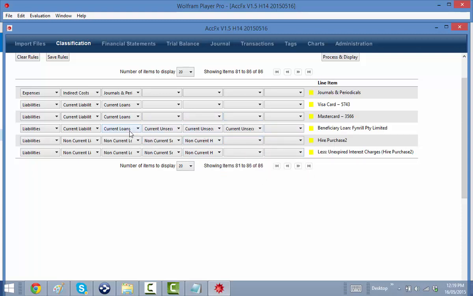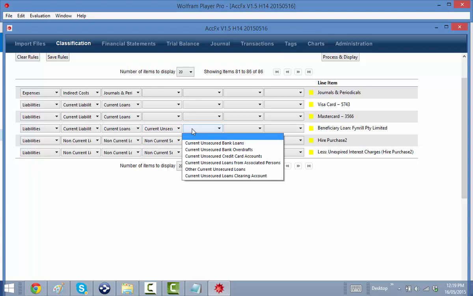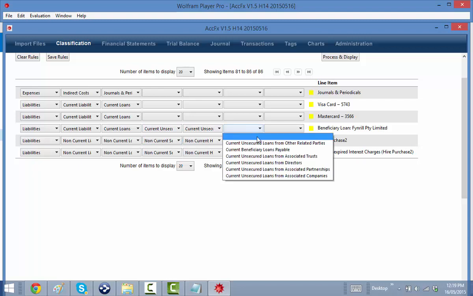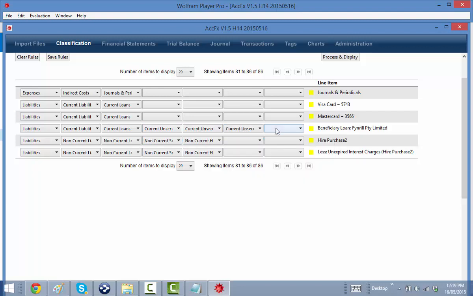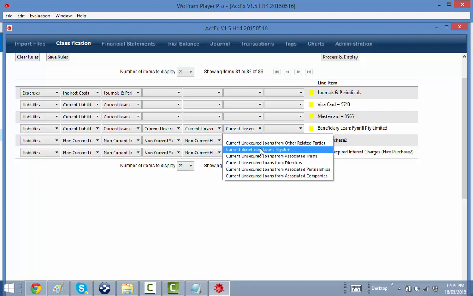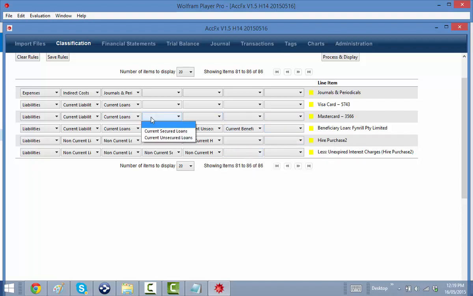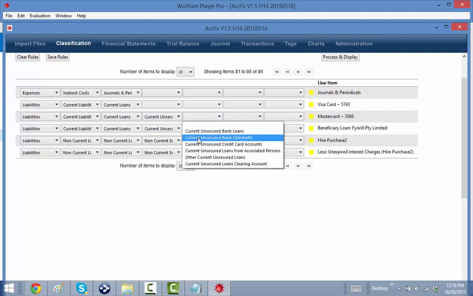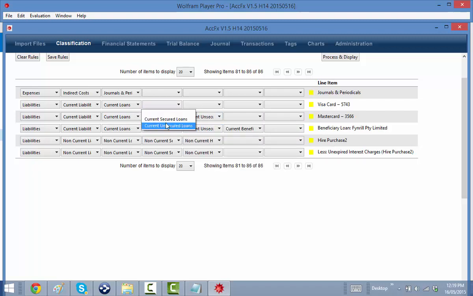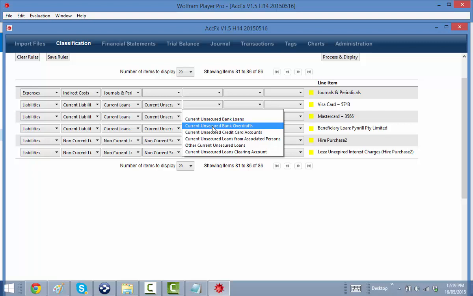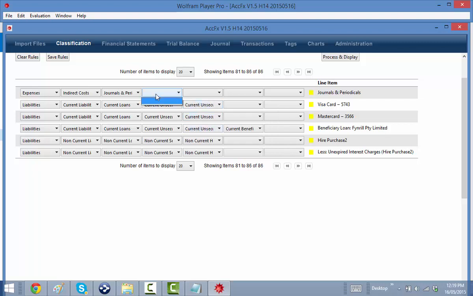Oh, sorry, that's a current loans beneficiary. So be careful with that. Current unsecured loans from associates, associated trusts, beneficiary. So make sure you get that right. And we mentioned that's generally unsecured credit card accounts, secured credit card accounts, and you're done. So you can measure how long that was down there on the clock.